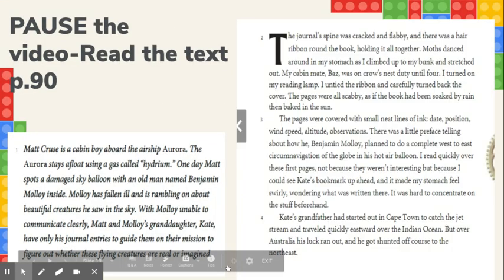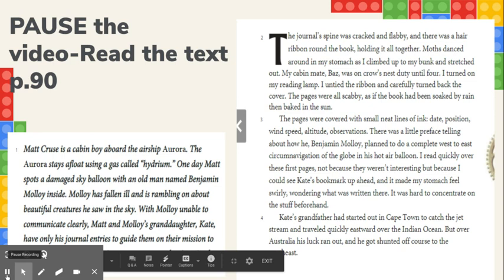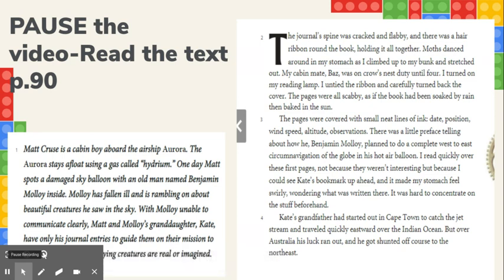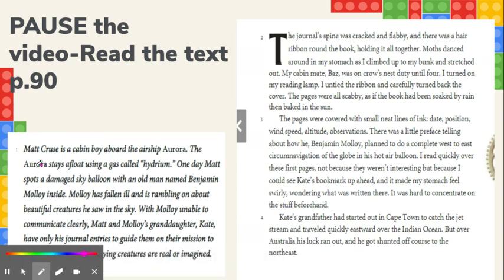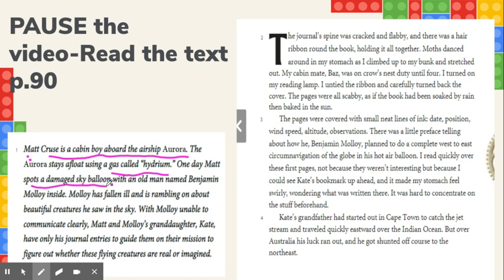So I want you to stop right here. Pause right here and read this text. This is page 90 in your text, or you can read it right here. So now I'm going to model for you what I think in the beginning. I think Matt is on this airship called Aurora, and it sounds really dangerous because there's a gas in the airship. So I'm thinking he spots a damage in the sky balloon.